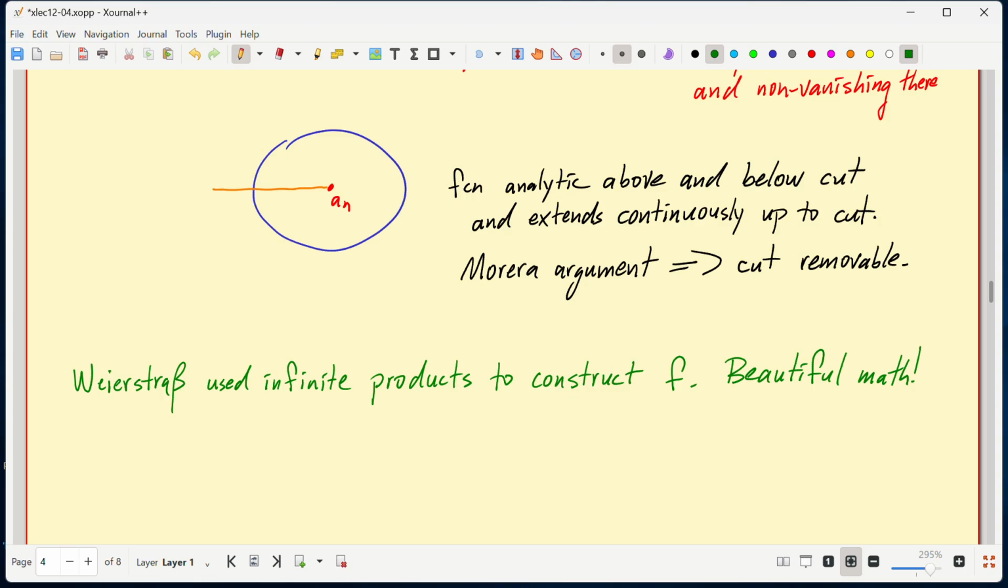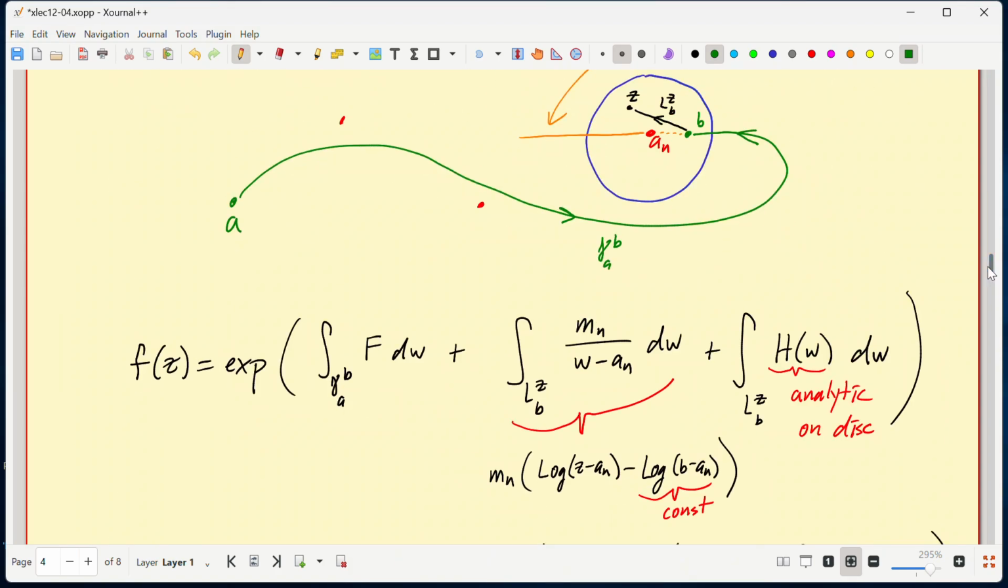Any last minute questions? Yeah. I have a quick question. So above in the proof where we broke up F, if you can scroll up slightly, right there, how do we know we can break up F into this mn over w minus a?